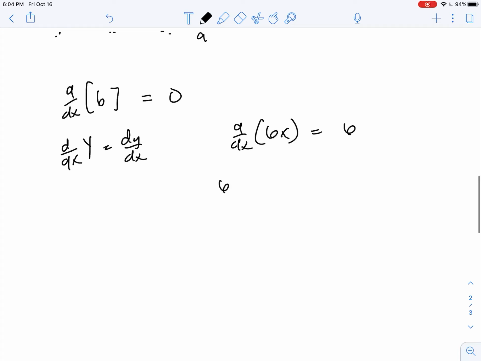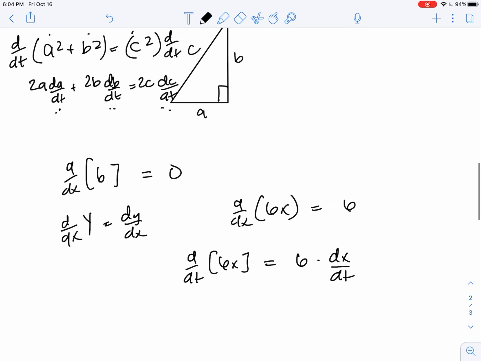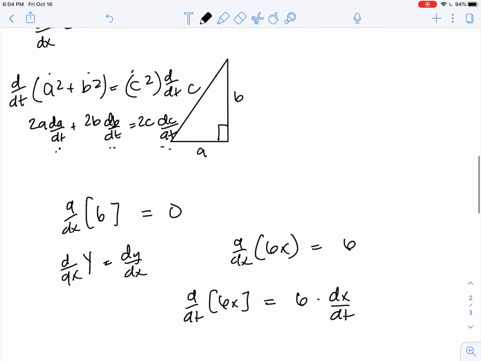So if you had d by dt of 6x, okay, now that becomes 6 times dx by dt, because I'm wanting to reference that I'm saying how x changes with respect to t. And that's all Leibniz, because we're applying the operator, we're finding the derivative formulas with respect to something different than what you may have expected in the denominator.